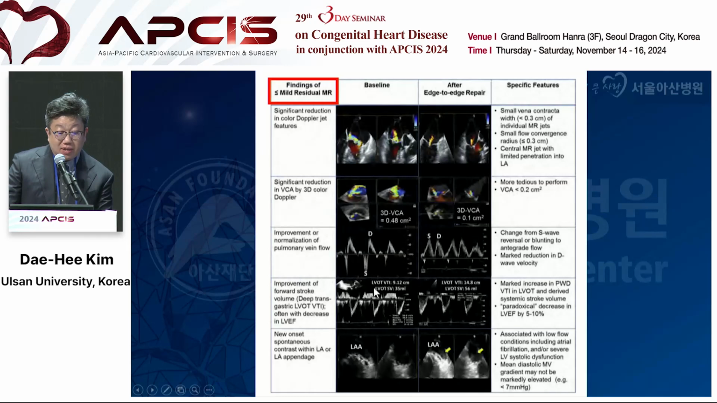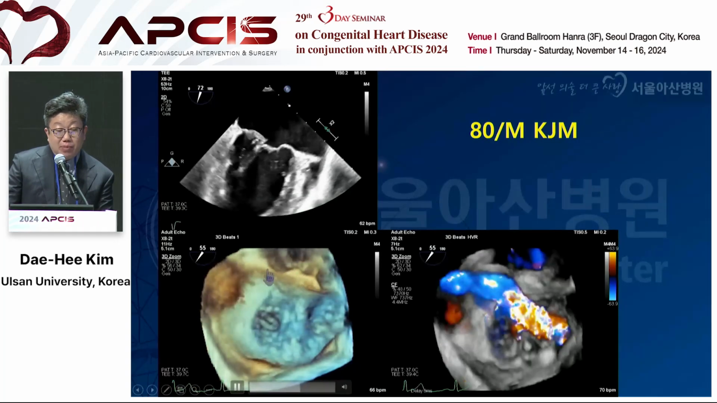The LVOT gradient and atrial fibrillation are also important. The development of SEC, spontaneous echo contrast in the left atrium, is the most important thing indicating the success of the TEER procedure. Let me show one case example.